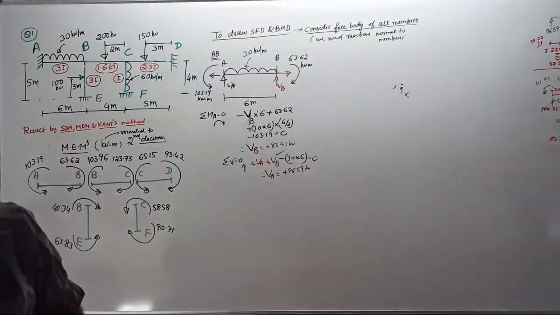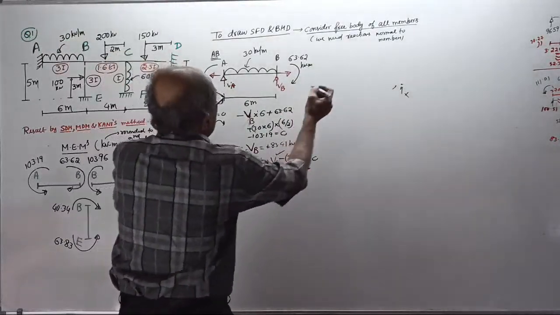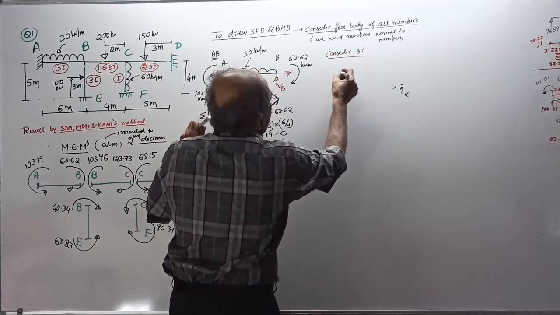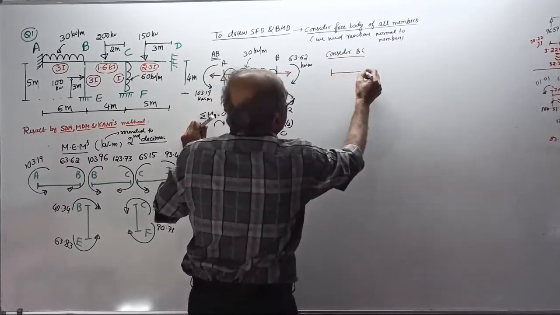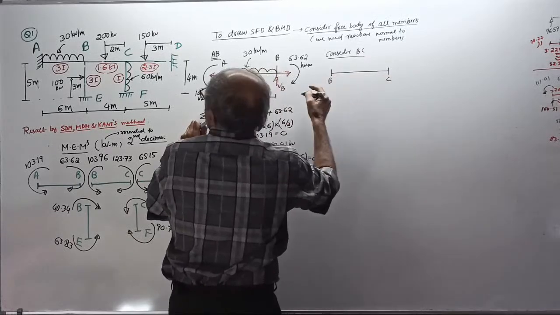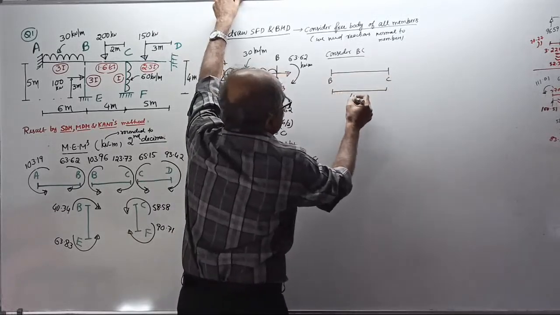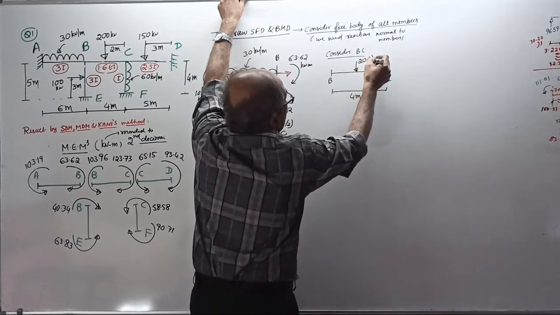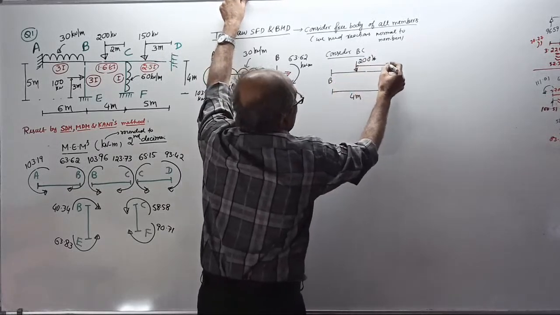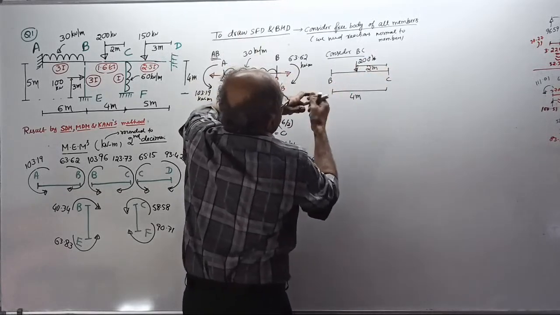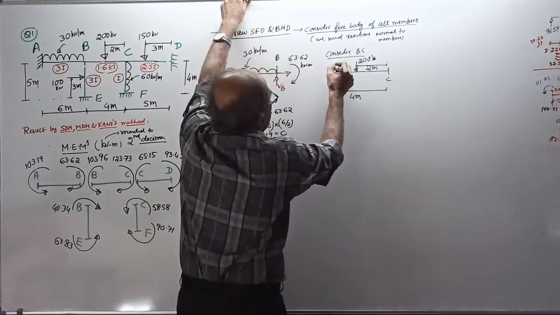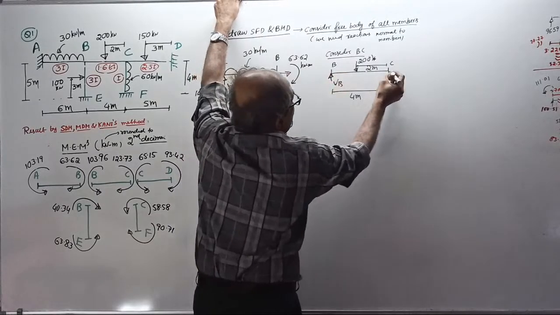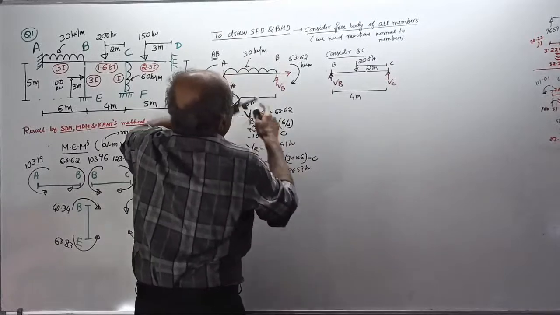Okay, now see, next, consider BC. I am rubbing one by one. When you consider BC, this is B, this is C. The span is 4 meter. There is a point load of 200 kilonewton at a distance of 2 meter from here. There is a vertical reaction here, VB, and a vertical reaction here, VC. So your VB comes a second time.